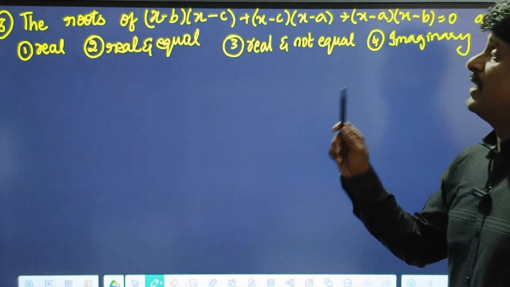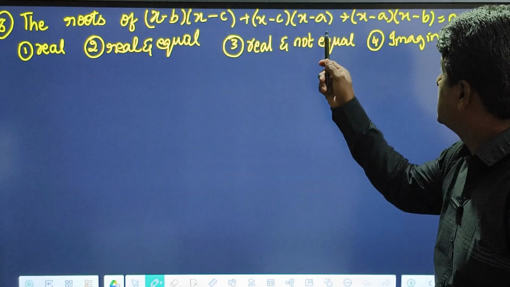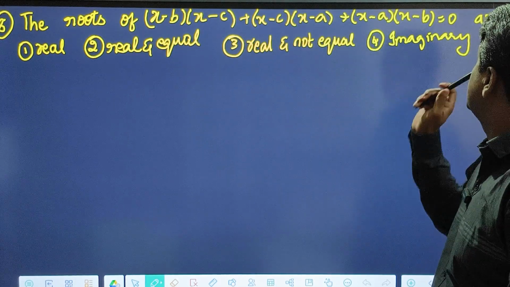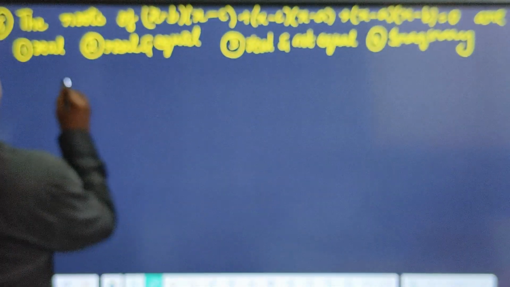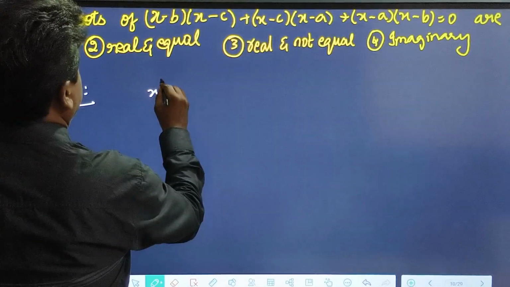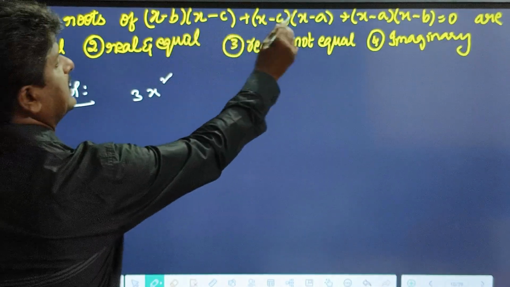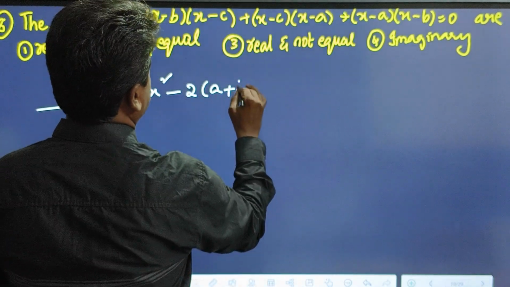the roots of (x minus b) into (x minus c) plus (x minus c) into (x minus a) plus (x minus a) into (x minus b) is equal to 0 are? First, let us simplify the given quadratic equation. X square, how many times do we get? 3 times. Minus 2 times (a plus b plus c) we get.